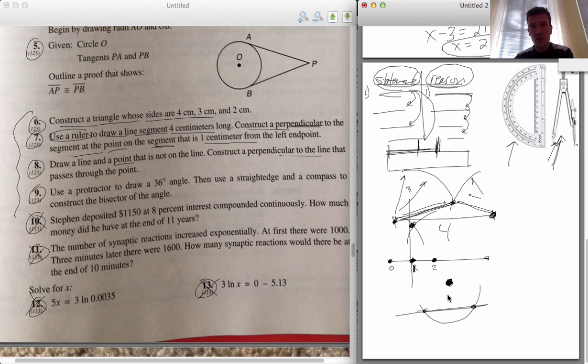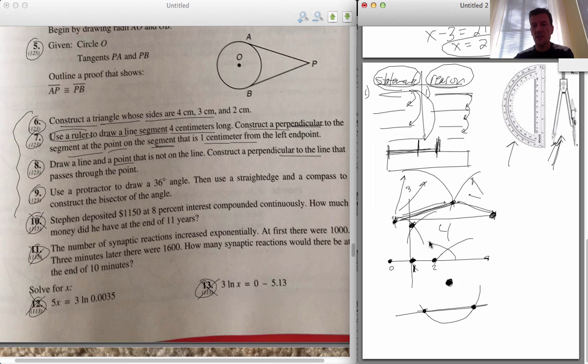Then you change the opening on your compass and you go on these two points that you just made on the line and you draw an arc. You can make it bigger or smaller, doesn't matter, and you're going to keep it the same on both sides. Place your compass on this point and draw your arc. I opened it really big, and then come over here, place your compass on this point and draw it really big.